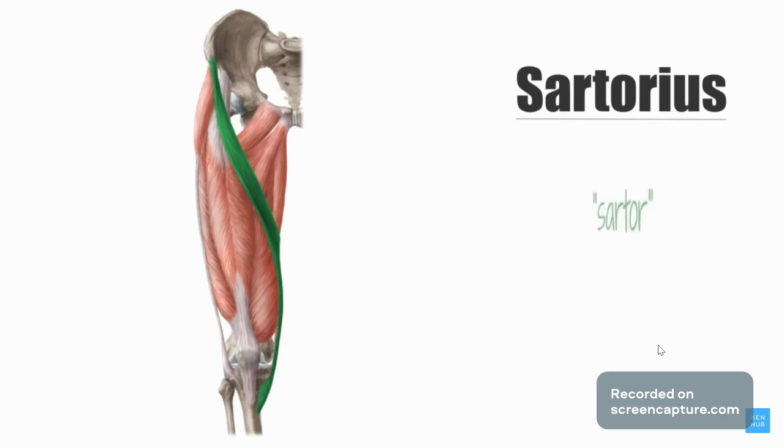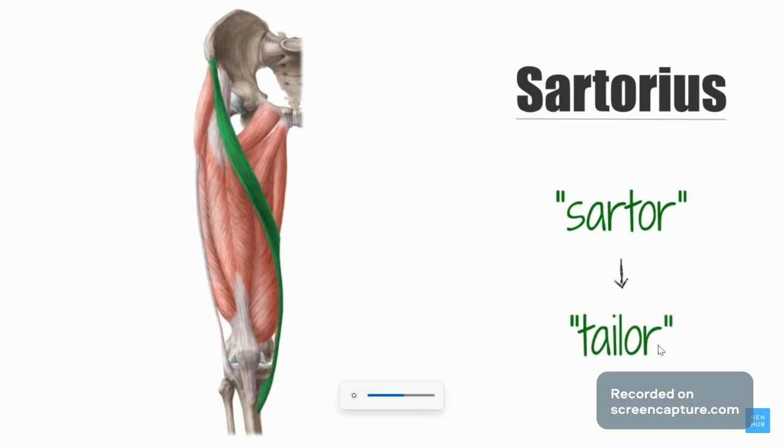The root sartor is actually Latin for tailor. The muscle is so called because when it does all of its jobs at once, yes, it has more than one, it's quite the multi-purpose muscle. The movement that results is a crossing of the leg in a seated position, one of the positions used when a tailor is fitting clothing. This is also when it is easiest to palpate the sartorius.